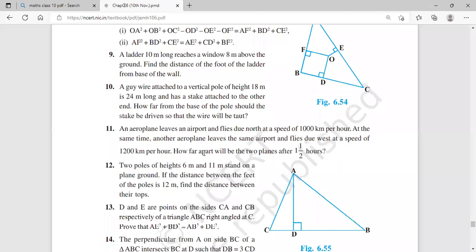So the 10th question, a guy wire, it's a kind of wire. A guy wire attached to a vertical pole of 18 meter is 24 meter long. So the height of the pole is 18 meter and the length of the wire is 24 meter. And a stake attached to the other end, how far from the base of the pole should the stake be driven so that the wire will be taut? Okay. So here, let me share the screen.